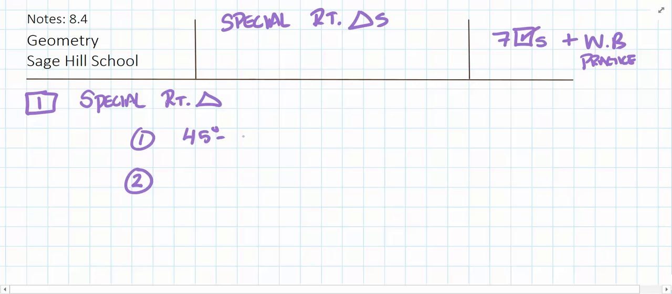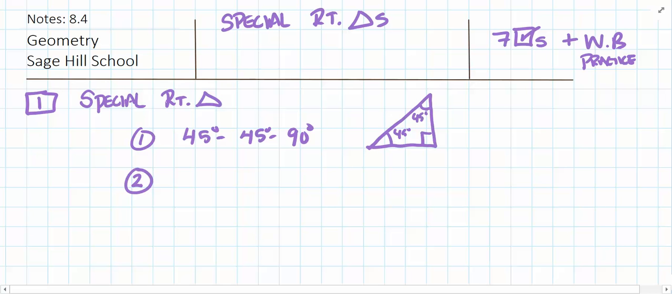45, 45, 90-degree special right triangle. So we're talking about a triangle that looks like this, where one angle is right, because it's a right triangle after all. The other two are exactly 45 degrees. Okay, that's the first one that we're going to talk about.